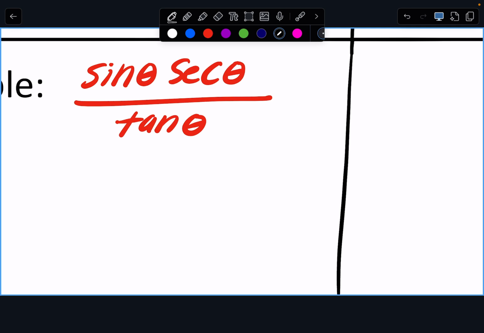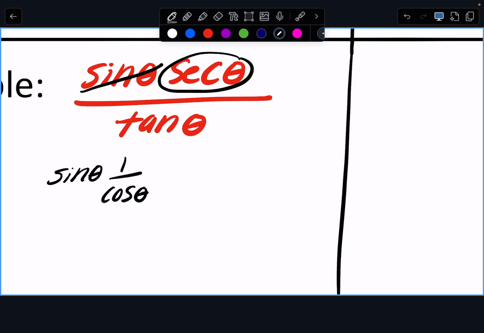So sine I leave alone. So write it, sine of theta, and I'm gonna cross it out. Okay, what is secant? I'm gonna do the other way first. What is secant? Yep, 1 over cosine. True? Everyone? Are you guys with me?